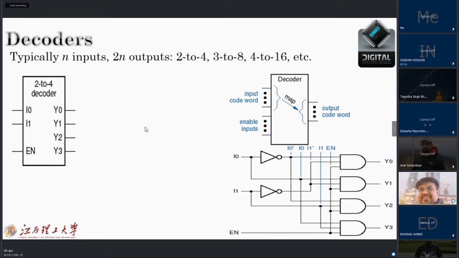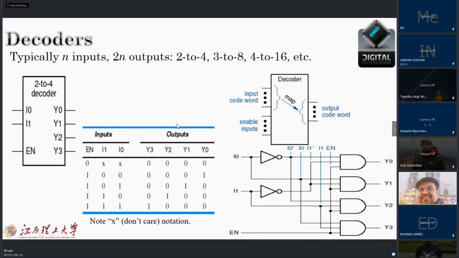As we said, we have n inputs and 2 to the power n outputs. 2 to 4, 3 to 8, and 4 to 16 are the types of decoder that we are working with, and as we know, it should give some output like this based on the input.